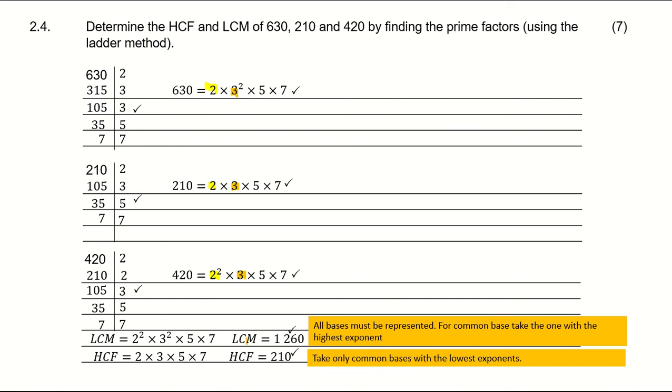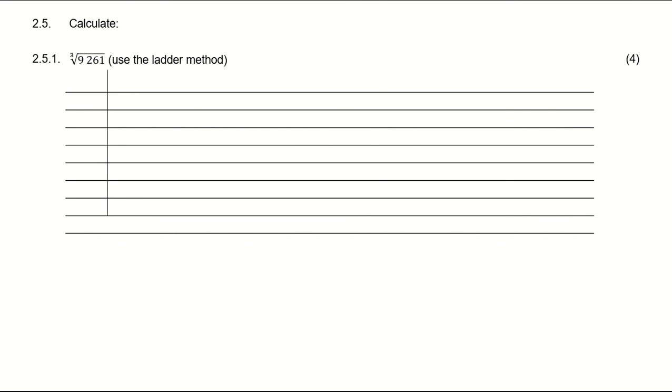All right, let's go to 2.5. We need to find the cube root of 9,261. We need to use the ladder method. So we'll put 9,261 on the left, divide by the lowest prime. Can 2 go into 9,261?